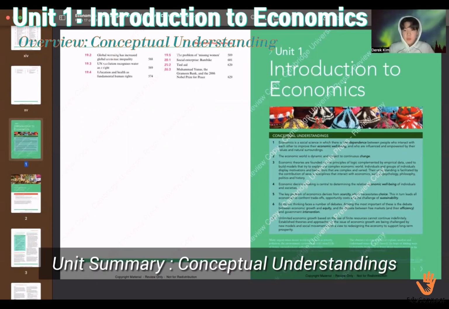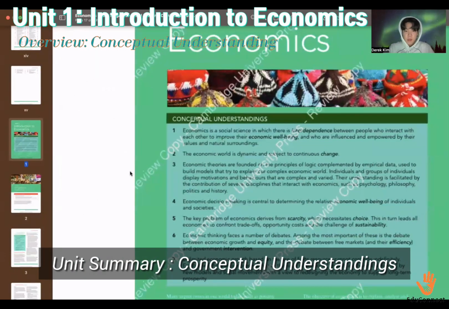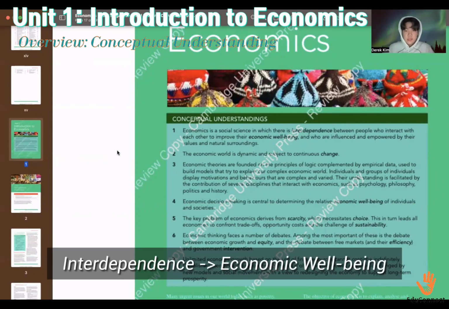First off, Unit 1, Introduction to Economics. Here we have the unit summary, so we're going to go through each of the conceptual understandings. 1, economics is a social science in which there is interdependence between people who interact with each other to improve their economic well-being. Interdependence, economic well-being, these are all keywords, key terminologies that will be studied further throughout the course. You can notice that these are all bolded in black. If you continue, who are influenced and empowered by their values and natural surroundings.